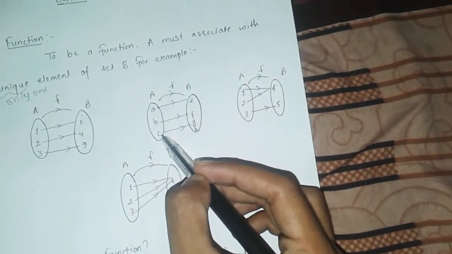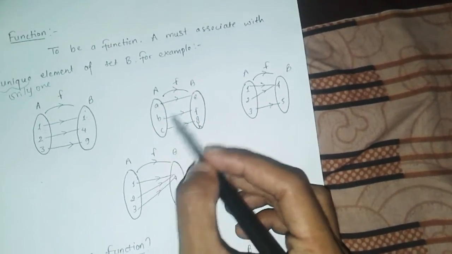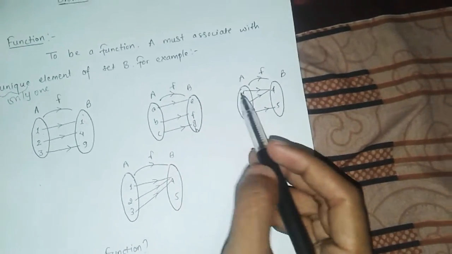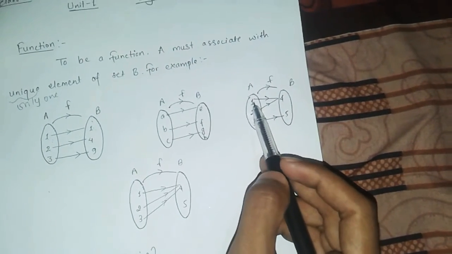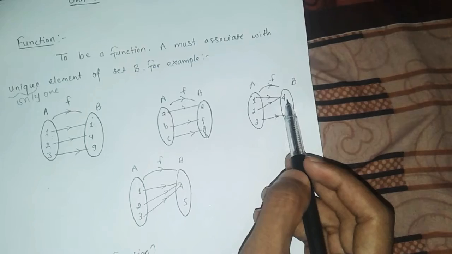Whatever is there in B, H, I, J, K, that will be a function, right? Because we will just look under A. A must have an element in B. But if you look here, A has 1, and 1 has the element 4.